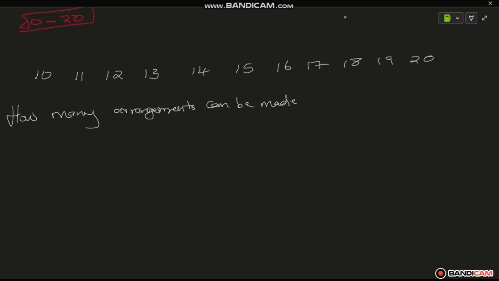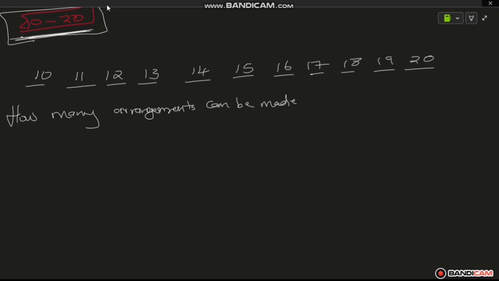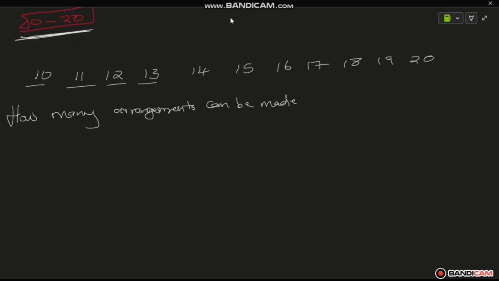Here we have 10 to 20, right? Now how many digits do we have here? We have 1, 2, 3, 4, 5, 6, 7, 8, 9, 10, 11. I think we'll erase the 20 and have 10. Okay, so how many arrangements can be made? Let me actually take out these spots.